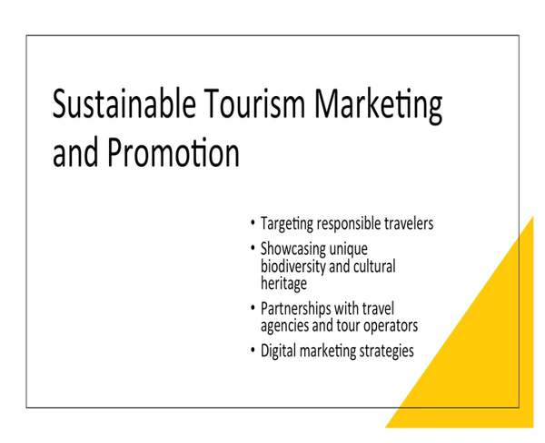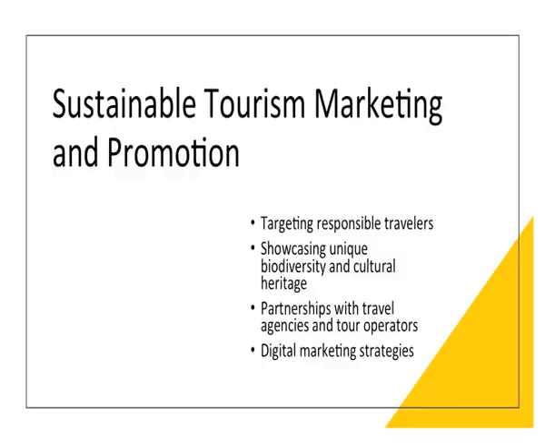Now, sustainable tourism marketing and promotion. There are various means through which we can sustainably market tourism and promote the various activities. First and foremost, we need to decide who our target audience is. Our target audience should be very responsible travelers, so we need to target only those who are responsible. We should showcase unique biodiversity and cultural heritage. We should try to partner with various travel agencies and tour operators, and have a strong digital marketing presence and strategies, because today the most effective form of marketing is digital marketing. So, we should promote the tourist activities or the destination through digital marketing campaigns.